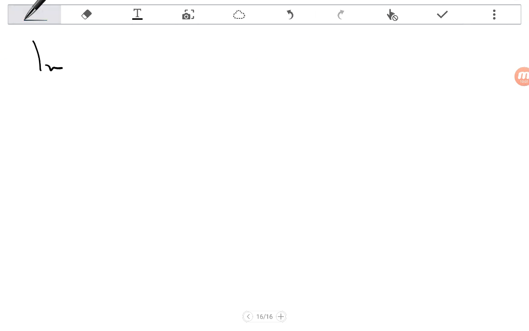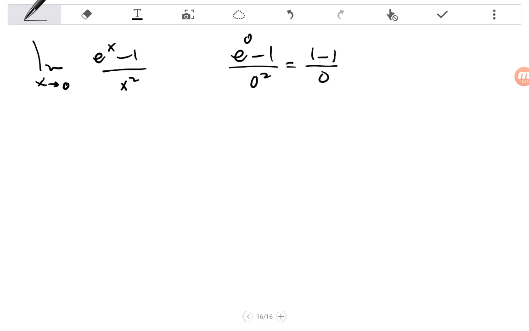Let's check another example. If I have limit x approaching 0, e power x minus 1 over x squared. Substitute x equals 0. That will be e power 0 minus 1 over 0 squared. That will be 0, and that will be 1 minus 1. E power 0 is equal to 1. Anything power 0 is equal to 1. 1 minus 1, that will be 0 over 0. So I can use L'Hopital's rule.